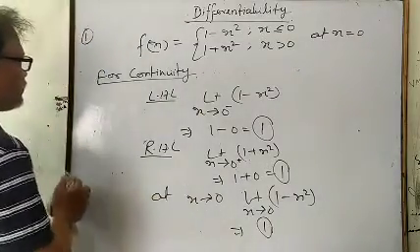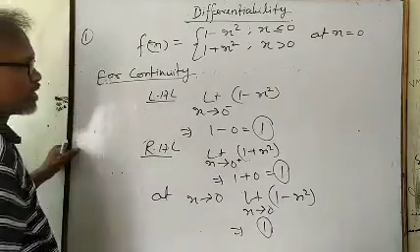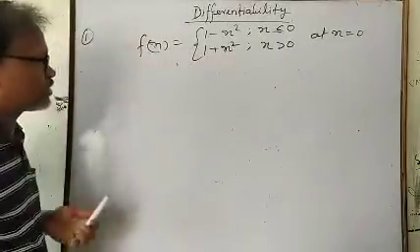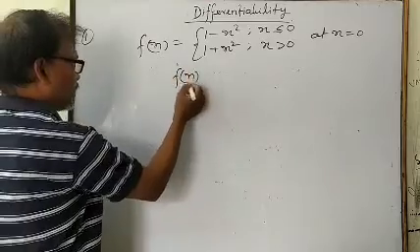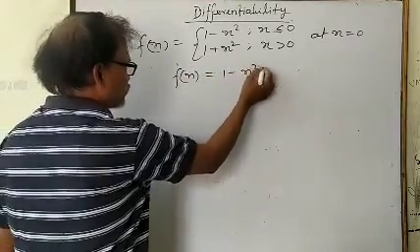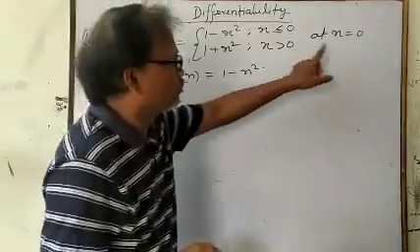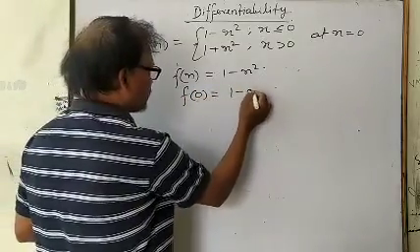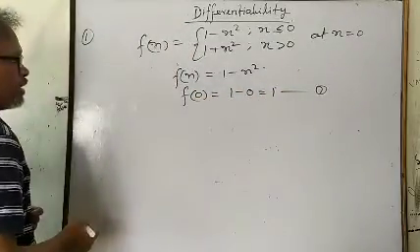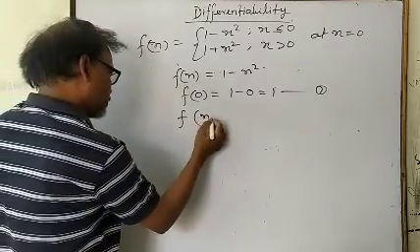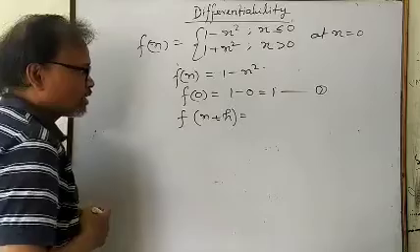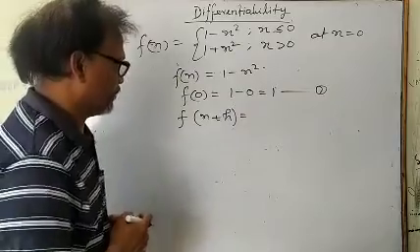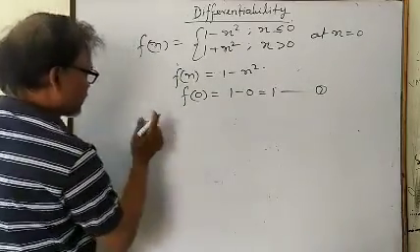After showing the continuity, you have to show the differentiability, means find the left hand derivative and right hand derivative. How to find the left hand derivative? Function f(x) is 1 minus x square. So first you find f(0), because at x is equal to 0 you have to find. So f(0) will be 1 minus 0, that is 1. Then you will find the function f(x plus h). There are two types of function, one for the left hand and second for the right hand. So how to find the left hand and right hand?